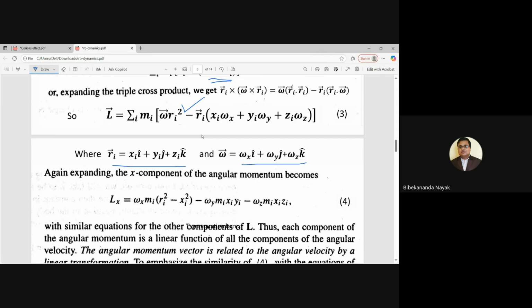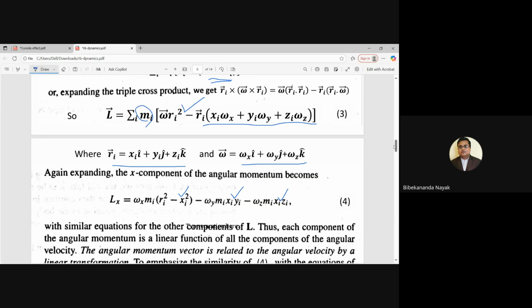So we solve it component-wise. Let's say Lx, the x component, which is multiplied by i cap. That means from this term, Ri square omega x. From this term, i cap means xi multiplied by all three, which will be xi times xi square omega x minus xi yi omega y minus xi zi omega z. Mi is multiplied with each term. So this is my x component, Lx.